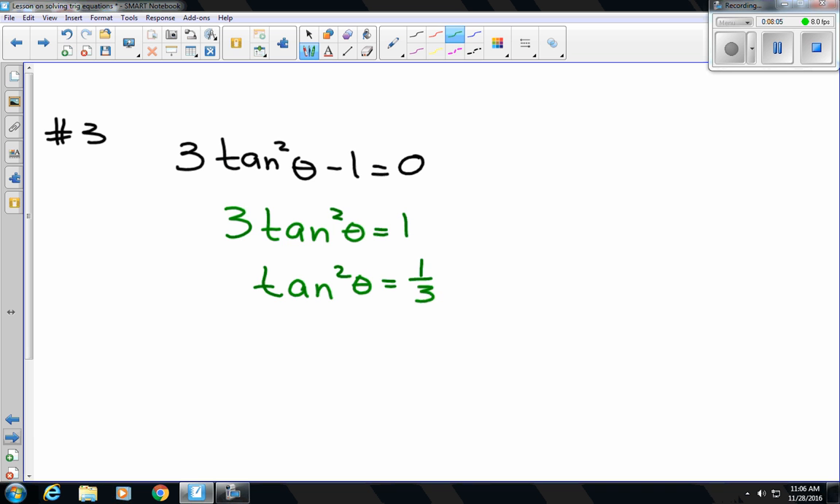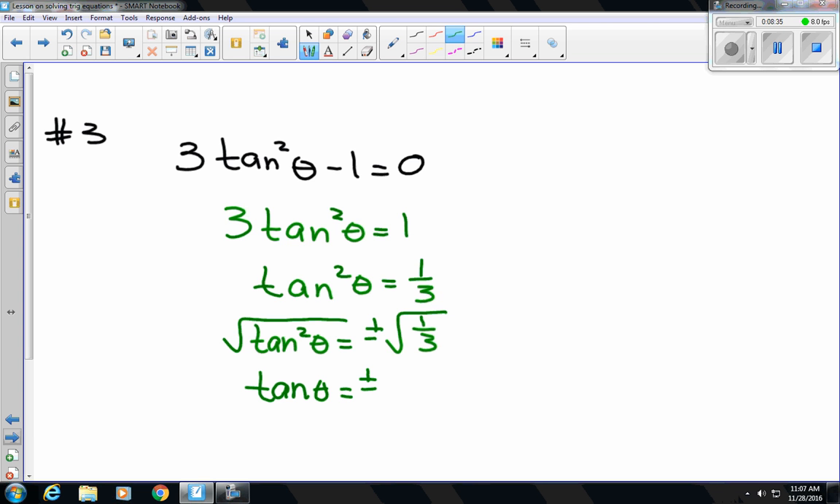Now what? Okay, so here's a note to self. When I take the square root, I have to do plus or minus. Don't forget, square root is plus or minus. Okay, so now what's the square root of tangent squared? Tangent. Okay, what do I end up with on the right side? Plus or minus 1 over the square root of 3, correct? Because the square root of 1 is 1. Is there another way that I could think about that? Root 3 over 3.